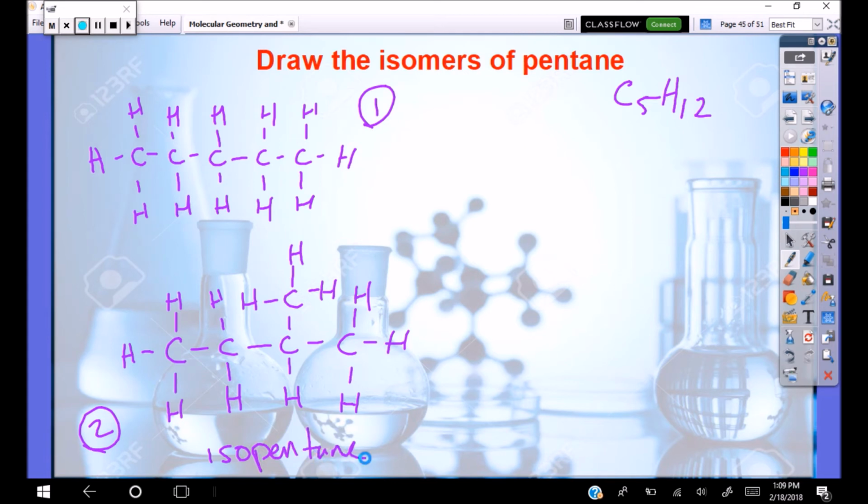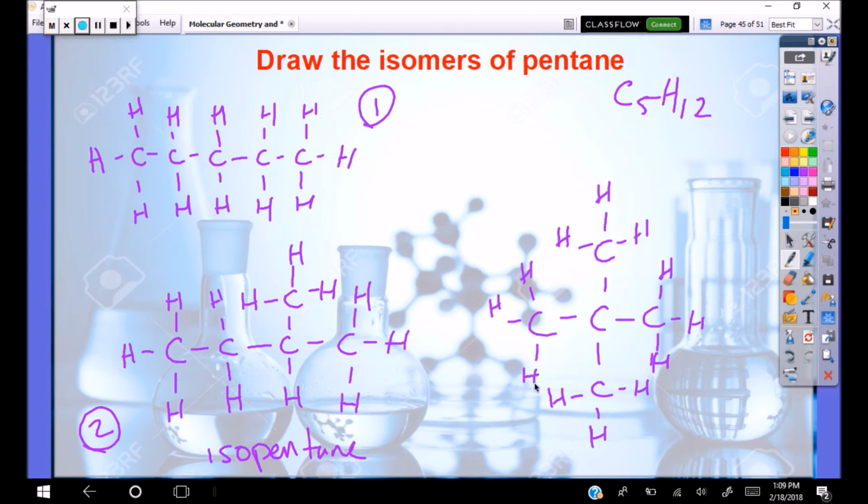And then we also have neopentane, where you've got all the carbons forming kind of this cross shape here. And each of these terminal carbons has 3 hydrogens on them. 3 times 4 gives us 12. All right, and this would be referred to as neopentane. So there are 3 different ways we can draw this.